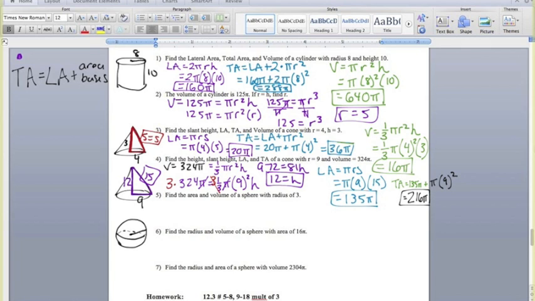So the area formula does not need to be memorized. It is 4 pi r squared. Our radius is 3. We get 36 pi.